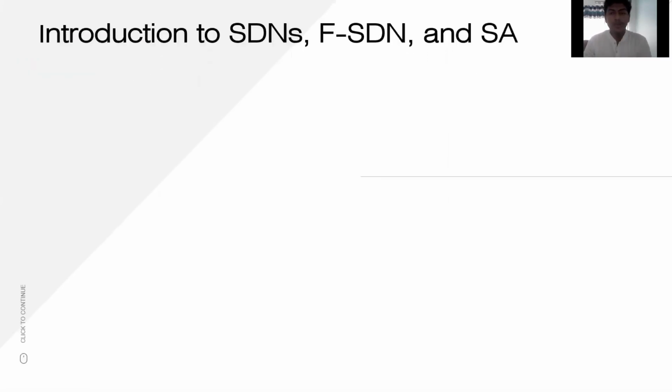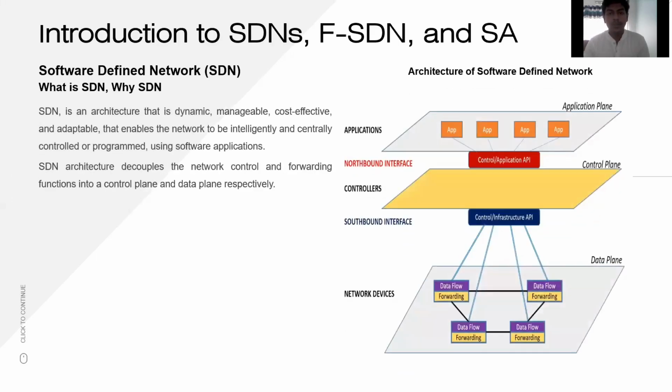Moving on to introduction to SDNs. What is software-defined network and why software-defined network? Software-defined network is where the network architecture is broken down into three different layers. That is the application layer, the control layer, and the data layer. The application layer supports software applications, the control layer acts as the brain of the network, and the data layer obtains all the information in the environment.